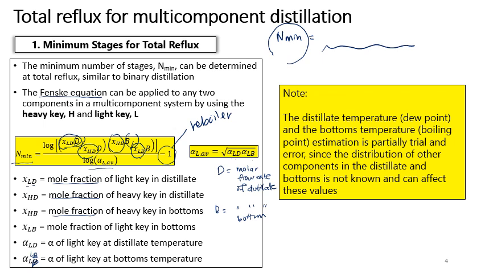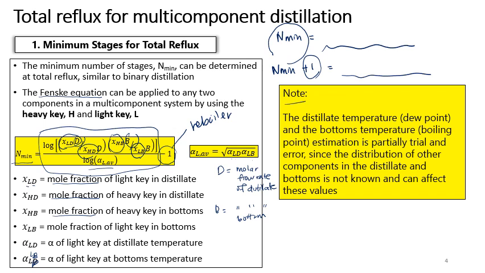Or if in some books it says N min plus 1 equals this part of the formula, log something something here, it means this plus 1 is the reboiler. So you have to be careful and know what the different formulas of N min mean. It's not that it's wrong, it's just whether it includes or excludes, or indicates, the presence of the reboiler.